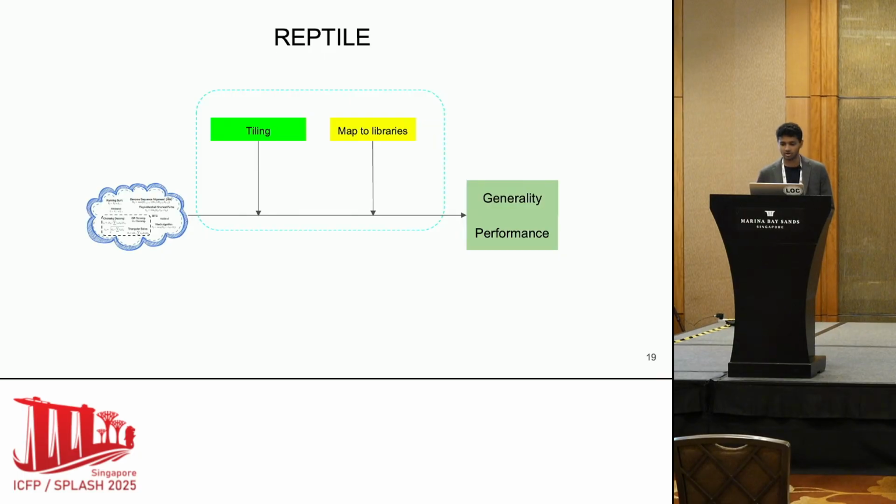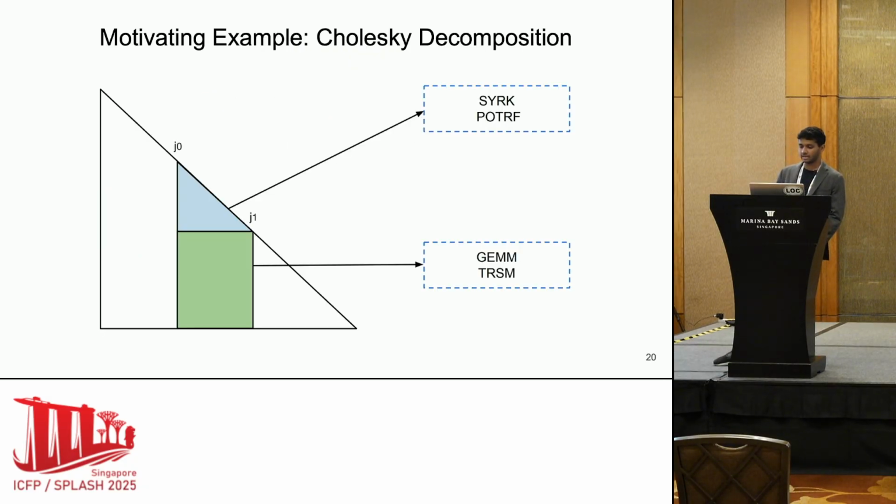So we built a system called REPTILE, short for recurrences plus tiling, which takes in an arbitrary set of user-provided recurrences, tiles them up, associates any tiles with available library functions, and then emits code with performance that matches or outperforms state-of-the-art libraries, in our case, MKL. We'll use the same Cholesky decomposition as before as our motivating example.